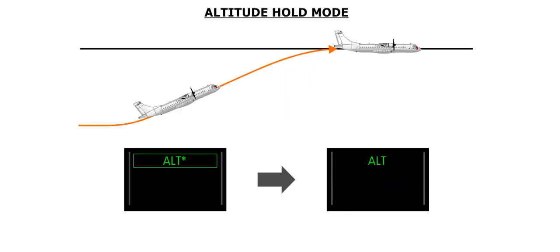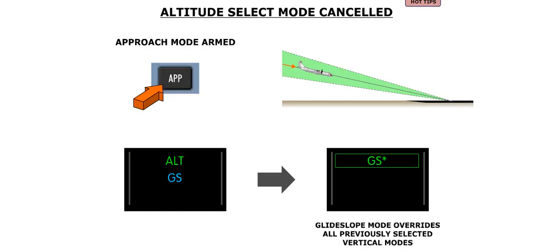Once the altitude has been captured, the altitude hold mode will engage, and the altitude select capture mode will automatically disengage. The altitude hold mode is indicated by the green ALT label on the FMA. It should be noted that the altitude select and the altitude hold modes are automatically cancelled at glide slope capture if the approach mode is armed.